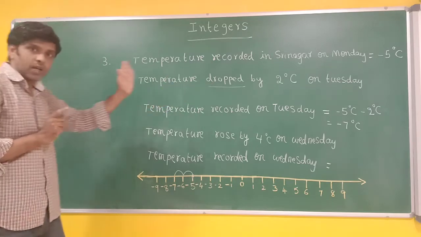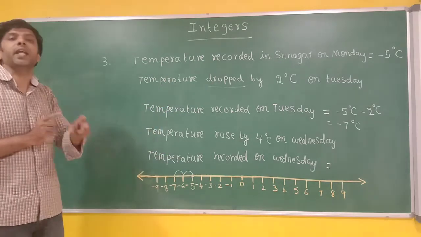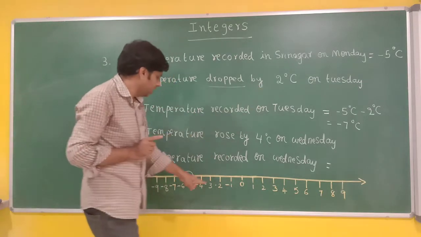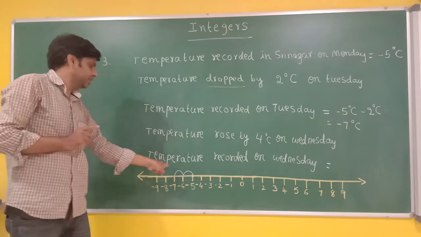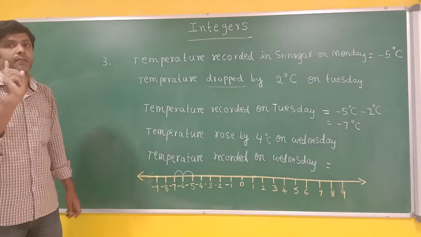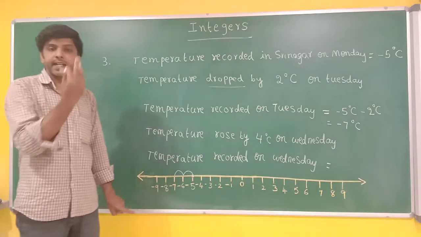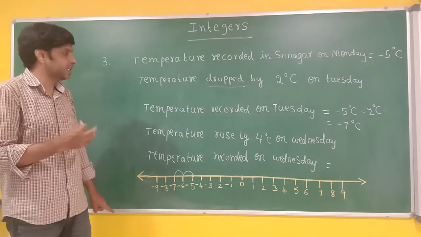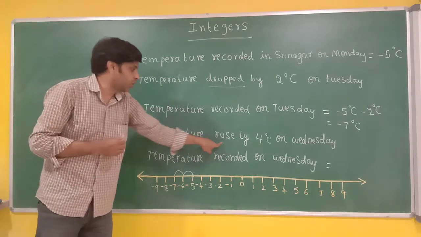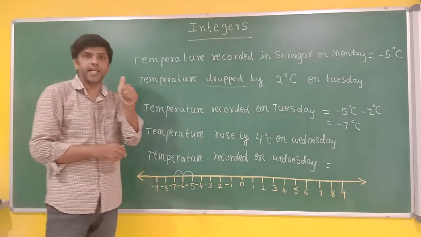Dropped means we should go left side. So I went left side. How many degrees should we go left side? 2 degrees. So 1 degree, 2nd degree. So -7 was the temperature on Tuesday. Now temperature rose. Rose means increasing. When we are hearing the word rose, we should go right side. How many steps should we go right side?